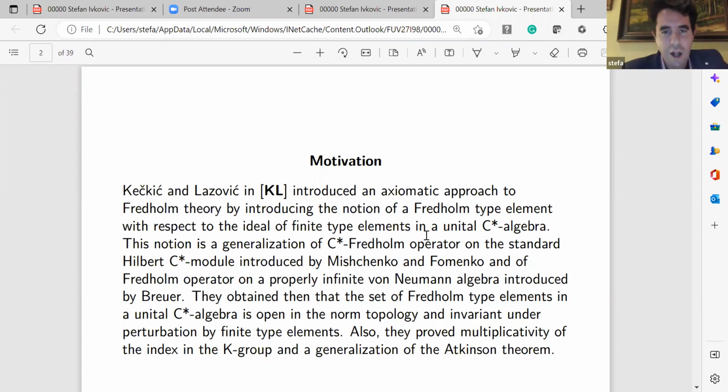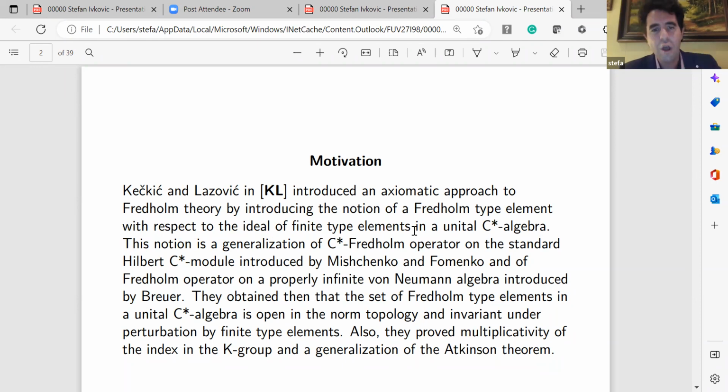And it turns out that this notion is a generalization of a C-star Fredholm operator on the standard module introduced by Professor Mishchenko and Professor Fomenko, because we recall that bounded adjoinable operators on the Hilbert C-star module form a C-star algebra. So there we have a concrete C-star algebra, and there we will also have a concrete example of finite type elements. It will be compact operators on a Hilbert module.